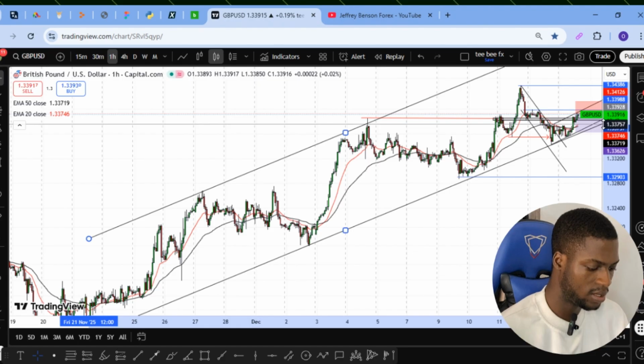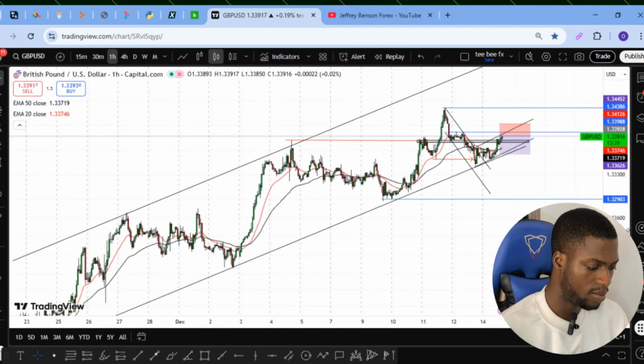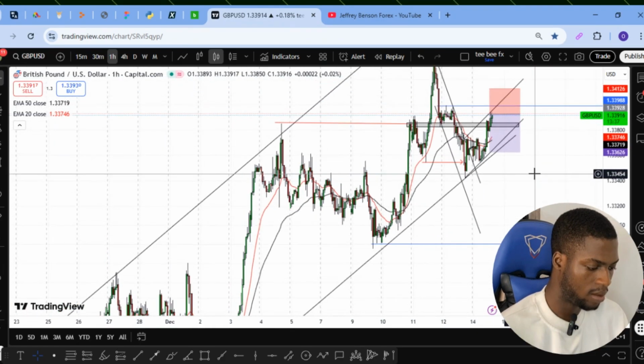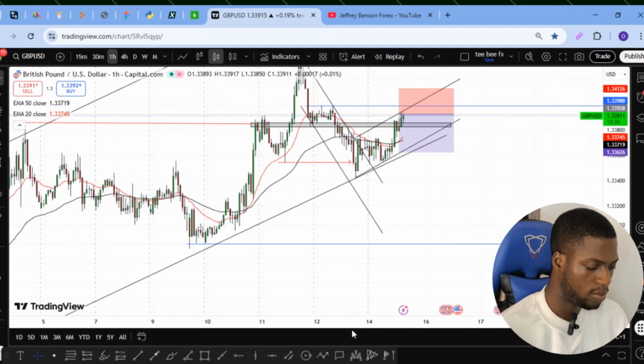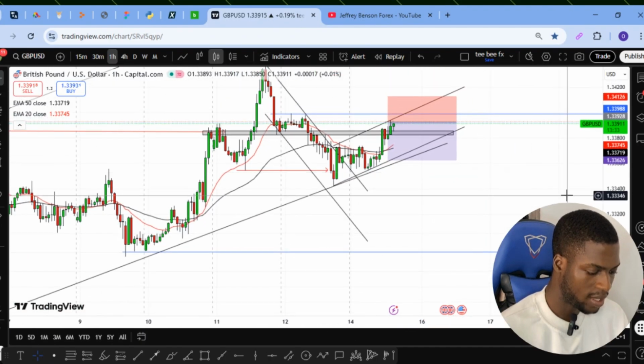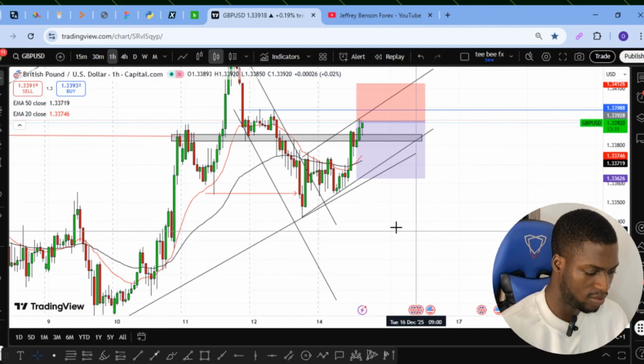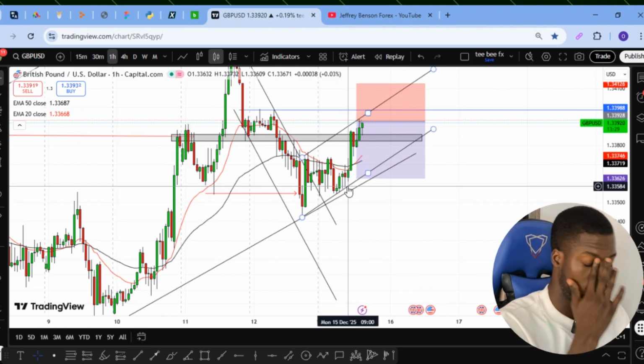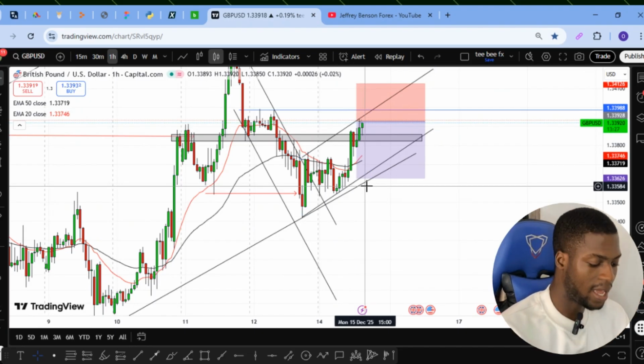but price didn't, so I missed out on the buy. So I am up and I opt in for the sell. So price missed this trend line by just a few pips, and yeah, that is the analysis that I did.